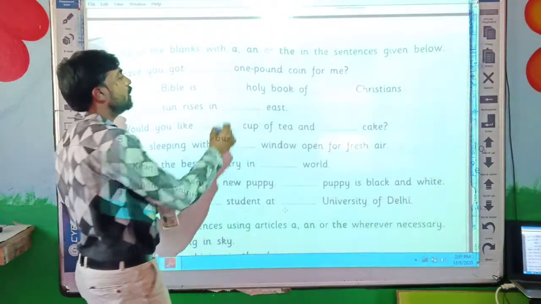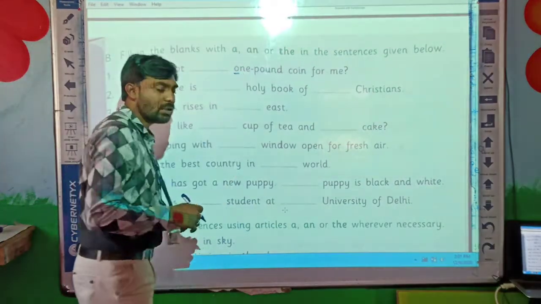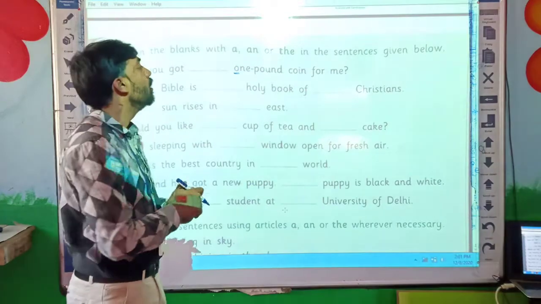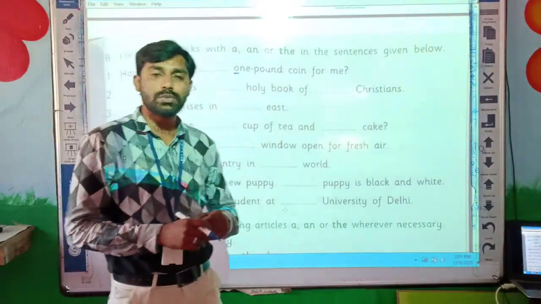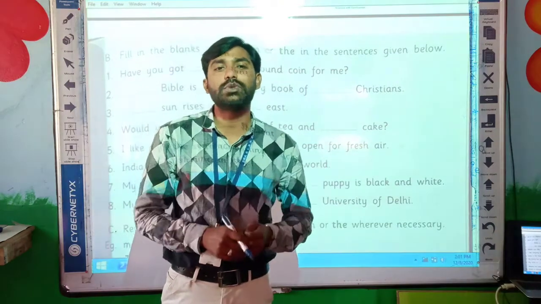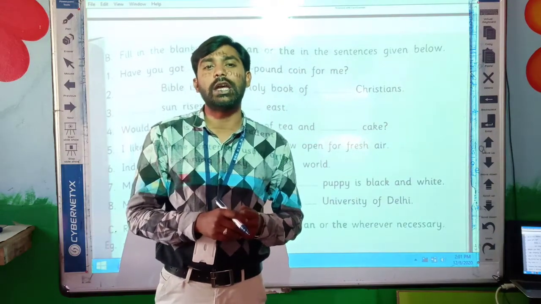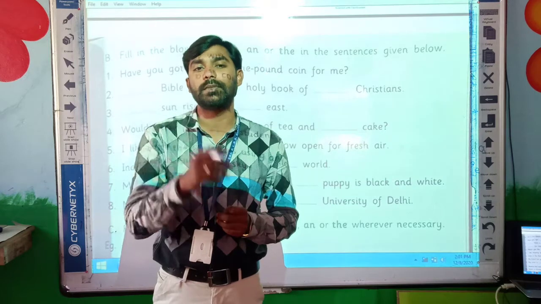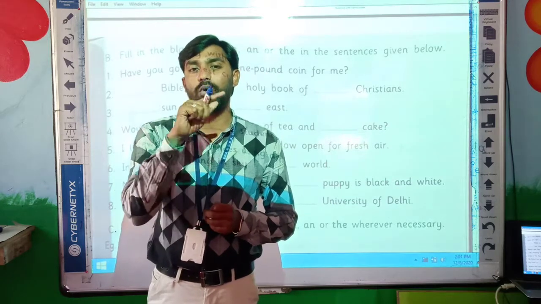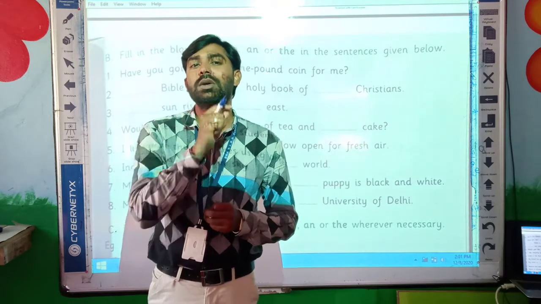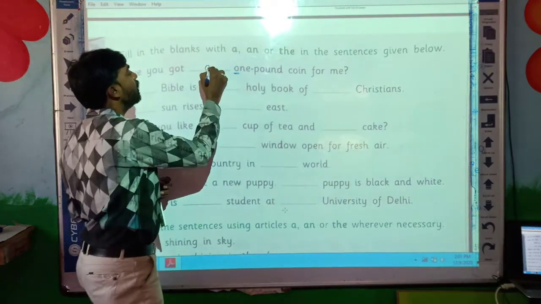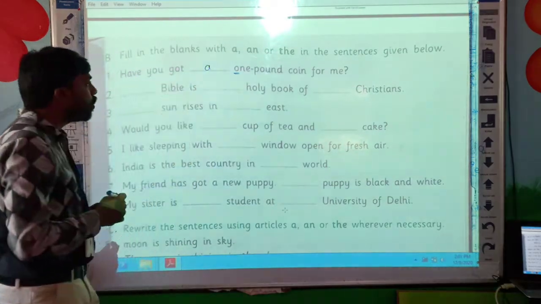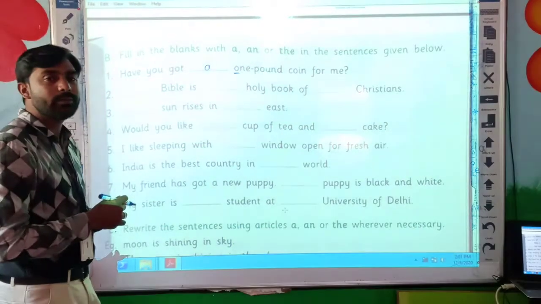Students, I have already taught you this also. We have seen it in our earlier class also. One is beginning with O. It is a vowel, but while reading, students, we are reading it with a consonant sound. The spelling is O-N-E, but we are reading it as one. So we should use here the article a. Have you got a £1 coin for me?